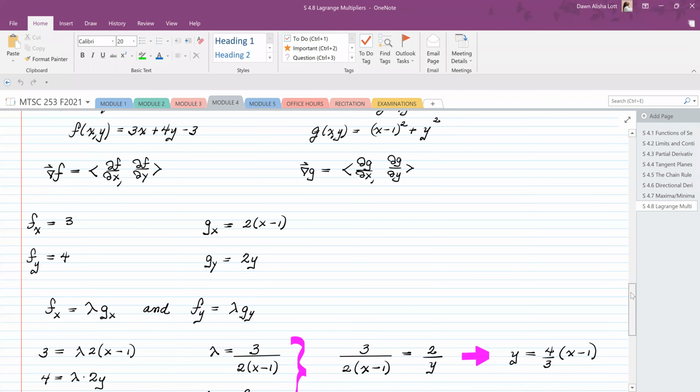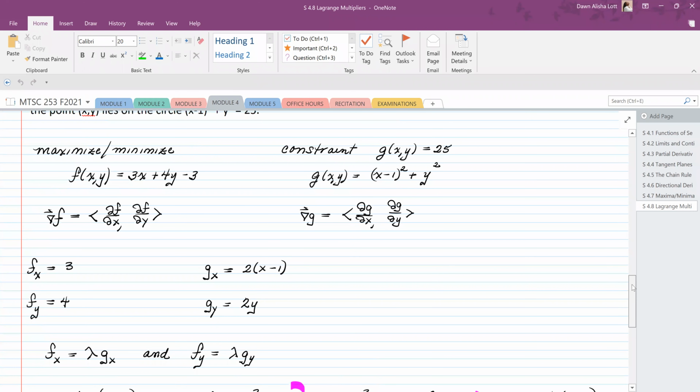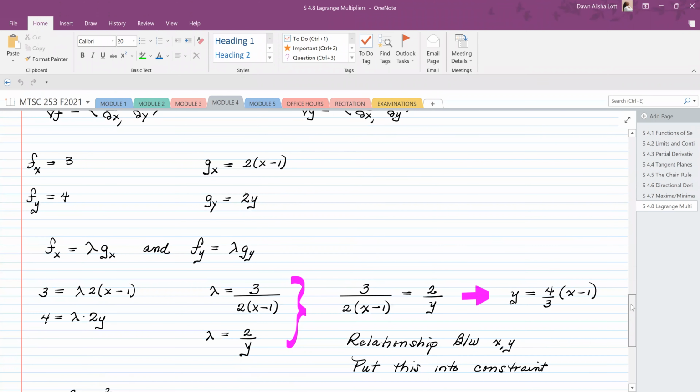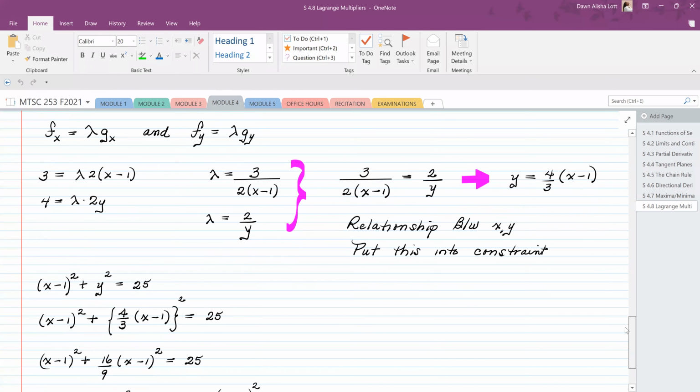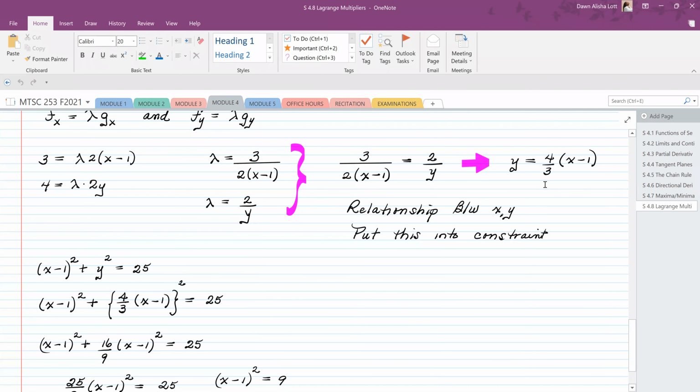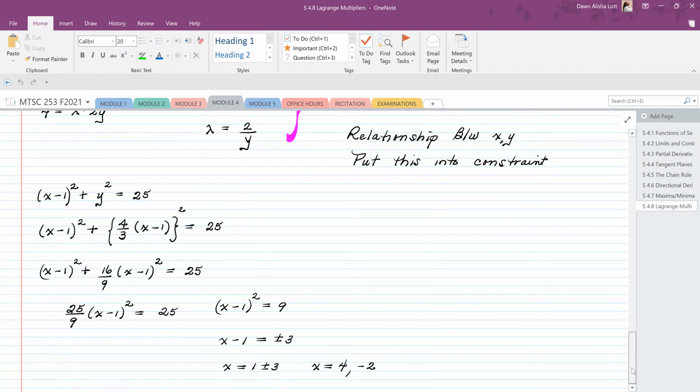Okay, so we found that the gradients have to be in the same direction. So we found fx and fy, gx, gy, we set them equal, and that gave us a relationship between x and y. So you will get one of two things. You will either be able to solve for lambda, which sometimes you can, or you will get a relationship between x and y, or x, y, and z. And then with that relationship, you can then solve for your points.